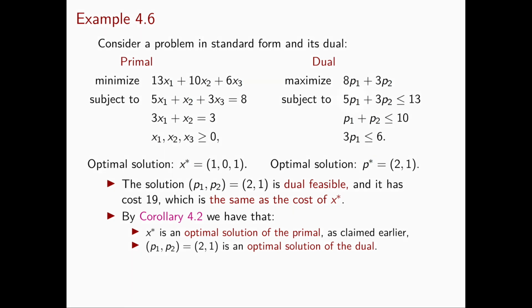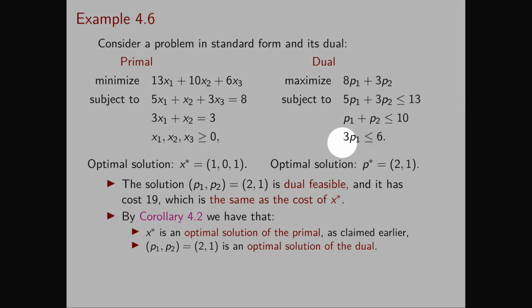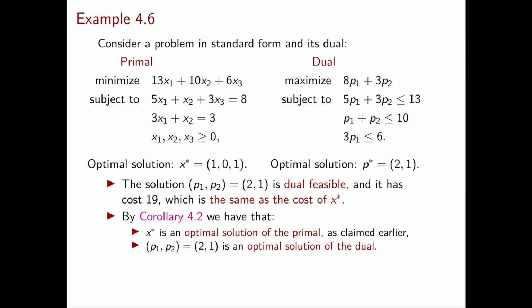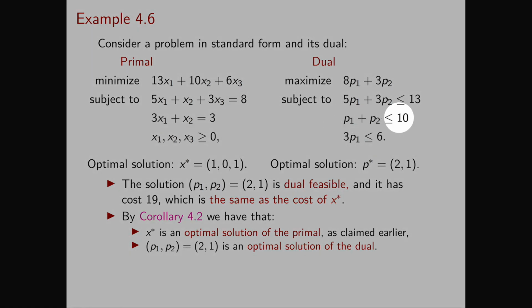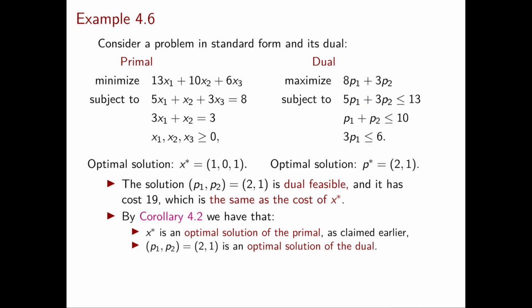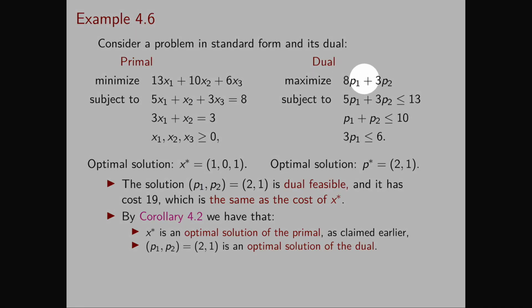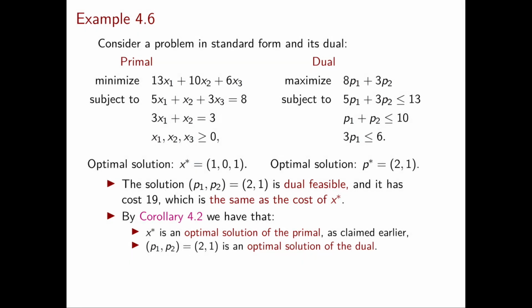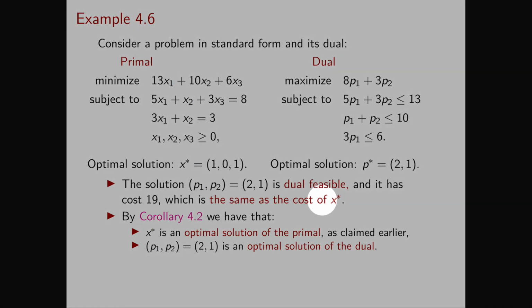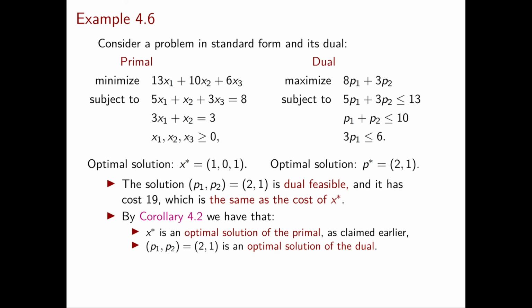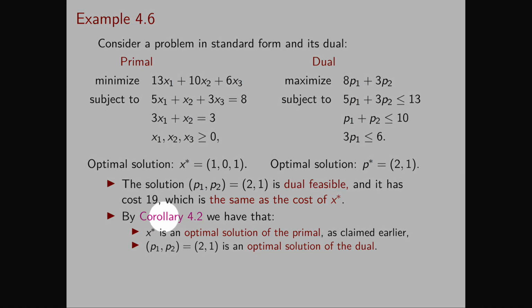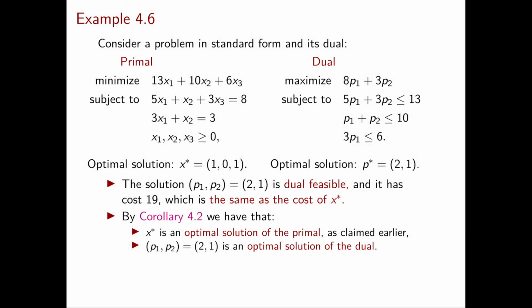In fact, we already know that it satisfies the first and third inequality constraints, so we only need to check that it satisfies the second one, and it does. Then, if you calculate the cost of our dual solution, you will find out that the cost is 19. And if you remember, this is the same as the cost of x star. So at this point, we have a feasible solution to the primal and a feasible solution to the dual with the same cost. We can use our corollary 4.2 and obtain that both our solutions are actually optimal.